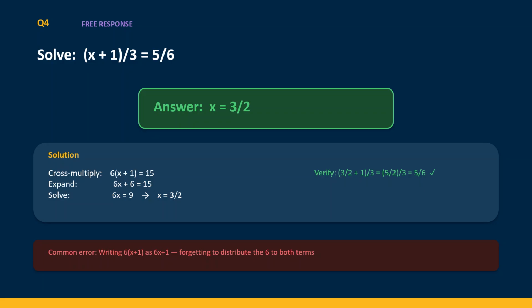A common procedural error on this problem involves the distribution step. Some students write 6 times the quantity (x + 1) as 6x + 1, forgetting to distribute the 6 to the constant term. The remedy is to expand explicitly and verify that every term in the parentheses has been multiplied by the factor outside.